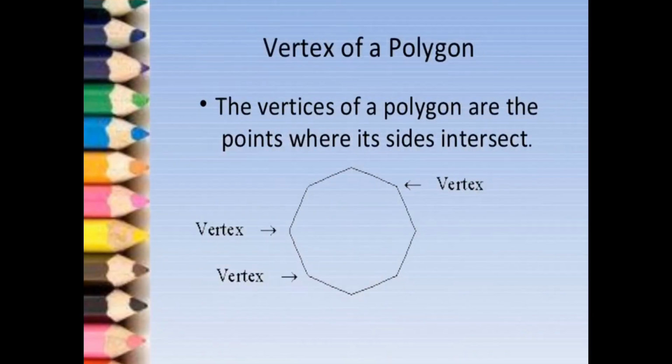Next topic is vertex of a polygon, and the plural of vertex is vertices, and the vertices of a polygon are the points where its sides intersect. In the following figure, the vertex are shown with the help of arrows. Hopefully it is clear to you.